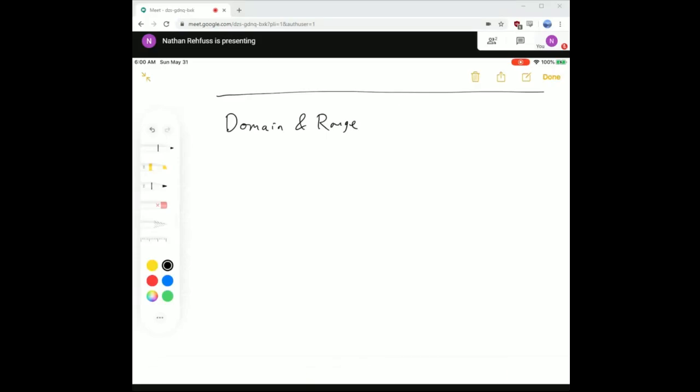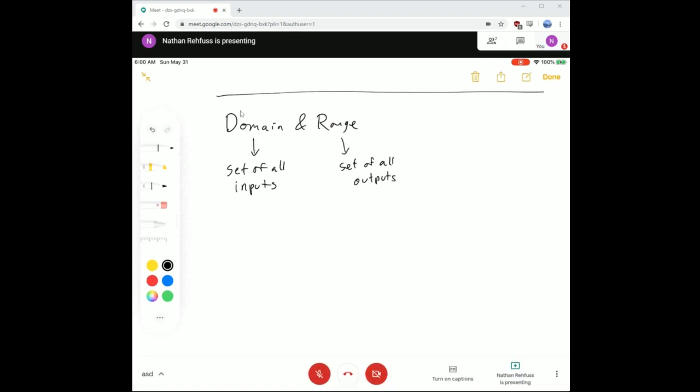So domain and range. These are properties of functions. The domain of a function is the set of all inputs, and the range of the function is the set of all outputs. So every input the function can take, every output the function can give. That's the domain and range.